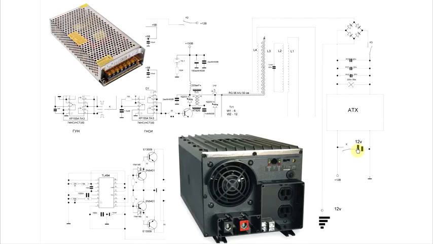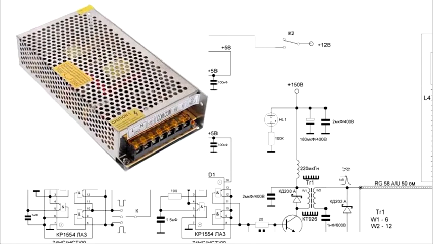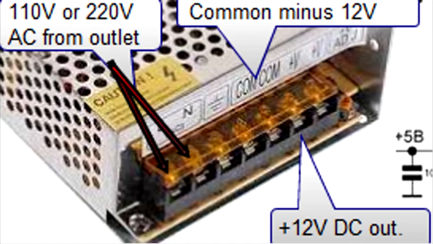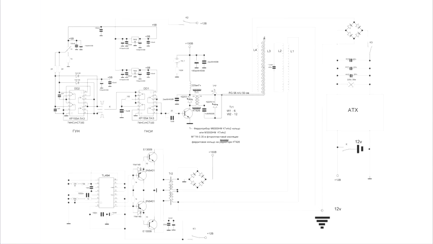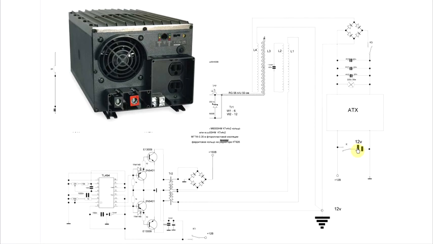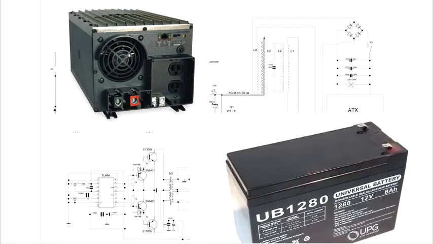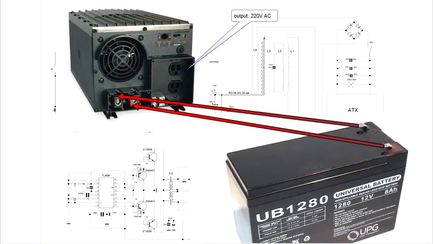The confusing part for some would be the power supply of the regular computer and the inverter. Let's start with the power supply. The power supply takes 110 volts or 220 volts, depending on where you are, and changes it to 12 volts. The inverter takes 12 volts from the battery and changes it to 110 or 220, depending on where you are in the world.